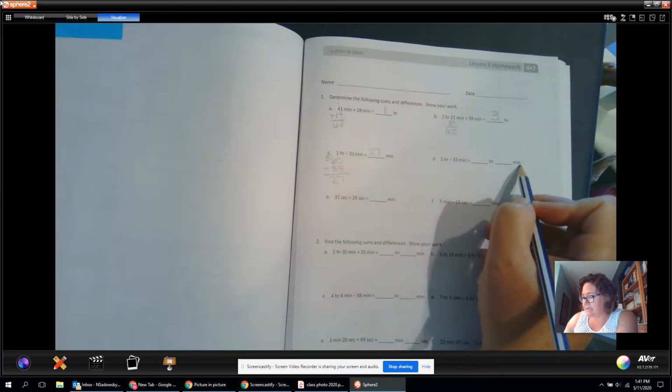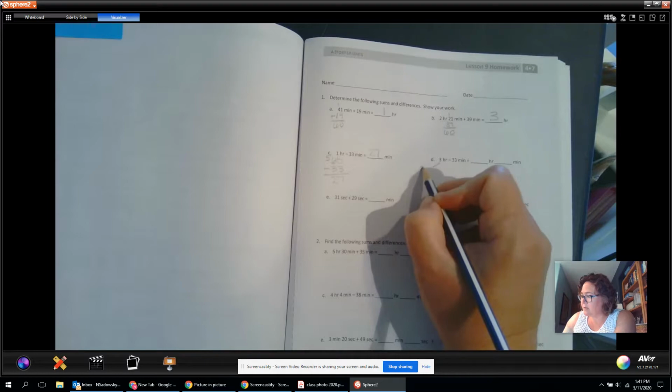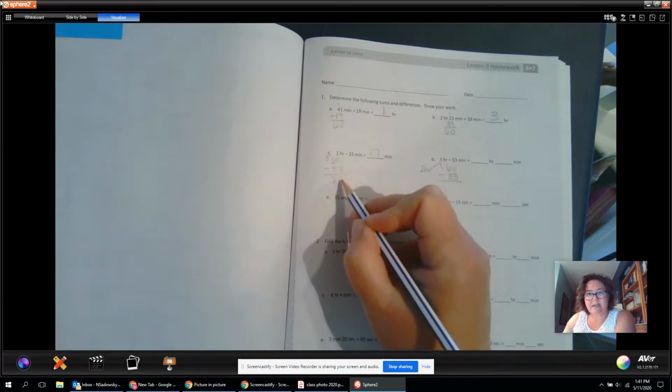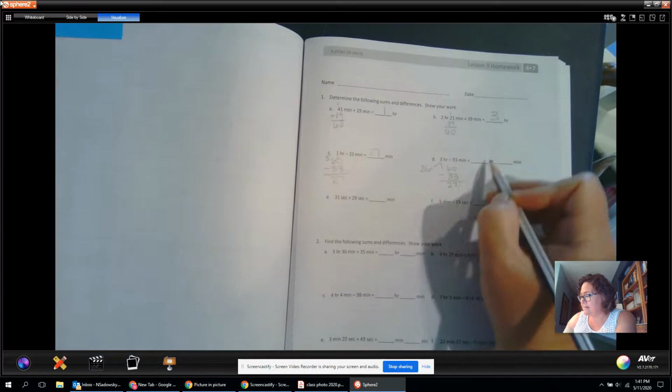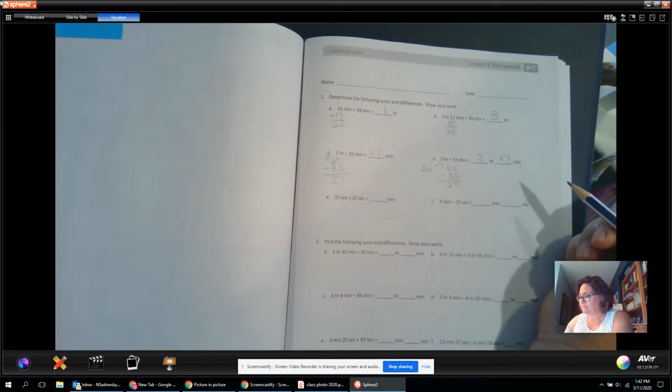Over here, 3 hours, 33 minutes. How many hours and minutes? Well, we don't have enough minutes to take away, right? So we'll go with our 2 hours, and we can pull out 60 minutes. Now, 60 minus 33, well, we just did that over here, right? It was 27. So this is 2 hours, 27 minutes.